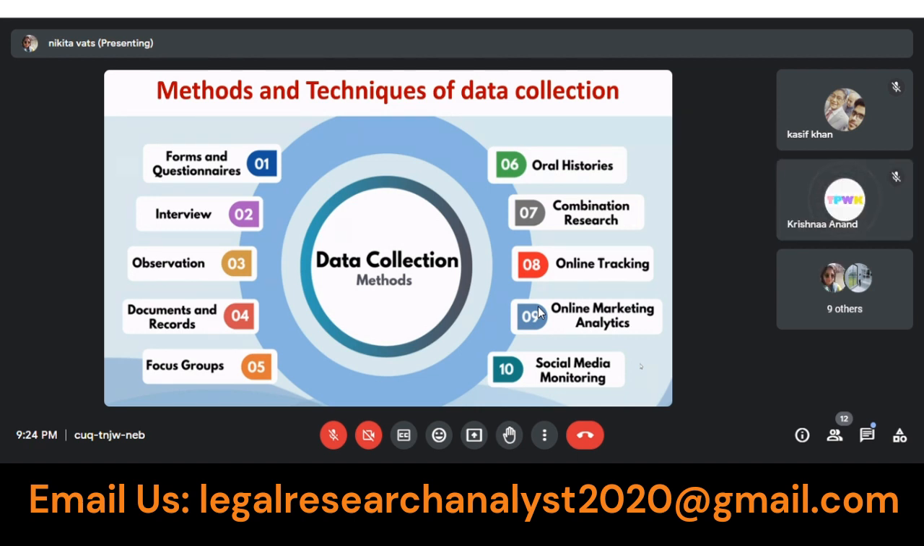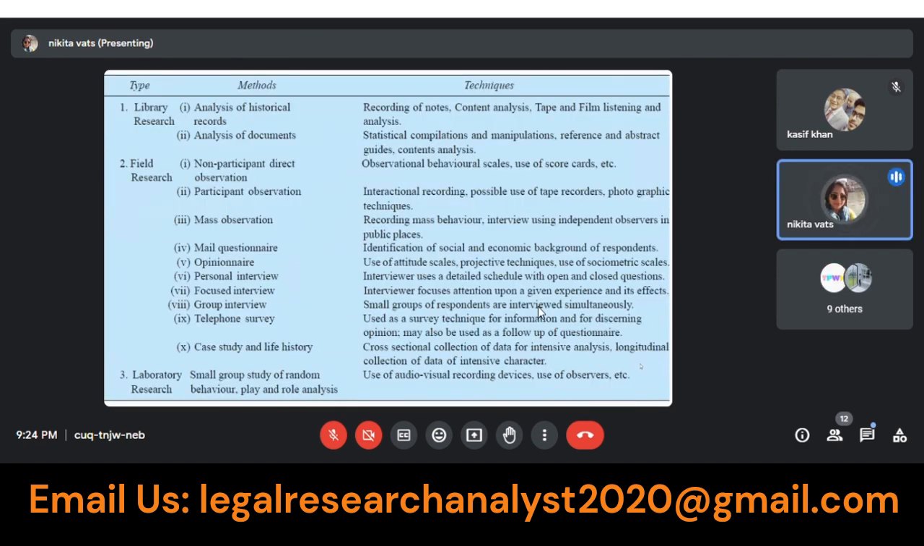No, ma'am. Okay. This is a very exhaustive slide. This is basically from a book, C.R. Kothari, and it's about quantitative research. You can just have a look at it. You're not supposed to cram it. There are methods and techniques. For example, library research: the method can be historical record analysis or document analysis, and the technique can be recording of notes, content analysis, watching films, tapes. So here we are talking in a more nuanced manner, as it is written in the books.